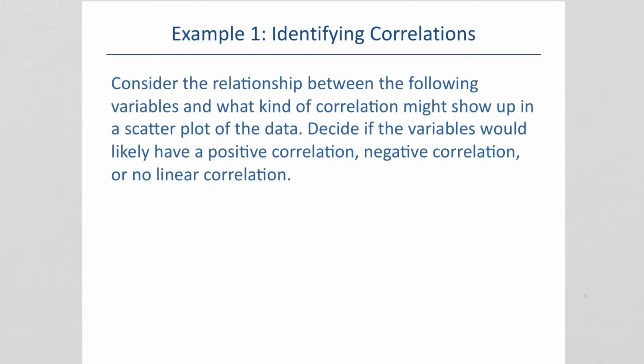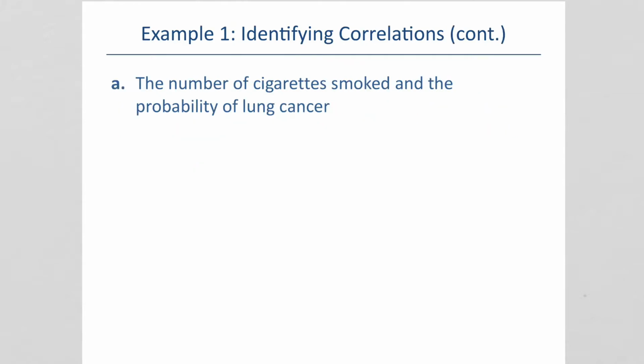Consider the relationship between the following variables and what kind of correlation might show up in a scatter plot of the data. The variables would likely have a positive correlation, negative correlation, or no linear correlation. The number of cigarettes smoked and the possibility of lung cancer. Well, I think data tells us that you're more likely to get lung cancer if you smoke cigarettes. So that would be a positive correlation.